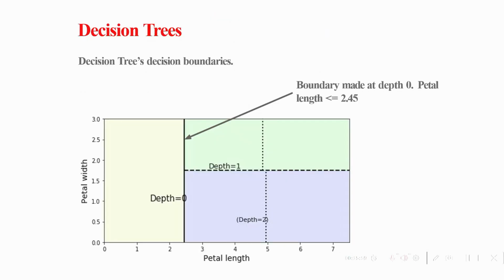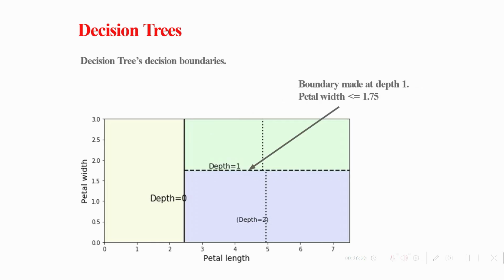So like that we consider the decision tree. The first boundary is petal length less than or equal to 2.45, which divides the data into two parts. The left side belongs to setosa, and the right side belongs to two classes, a combination of iris versicolor and iris virginica. Now at depth 1 we add a further boundary at petal width equal to 1.75, which divides the data into iris versicolor and iris virginica.